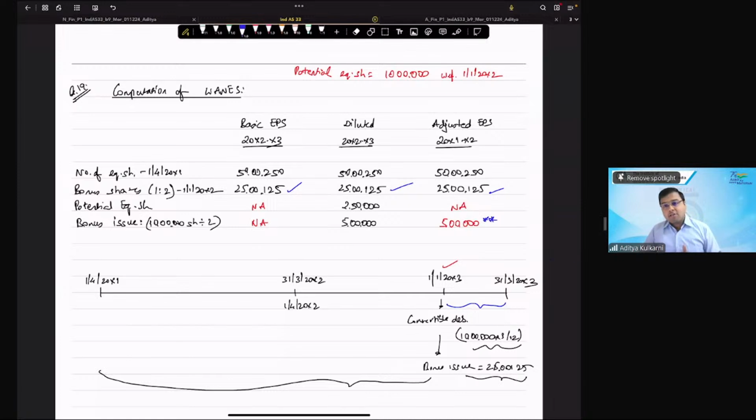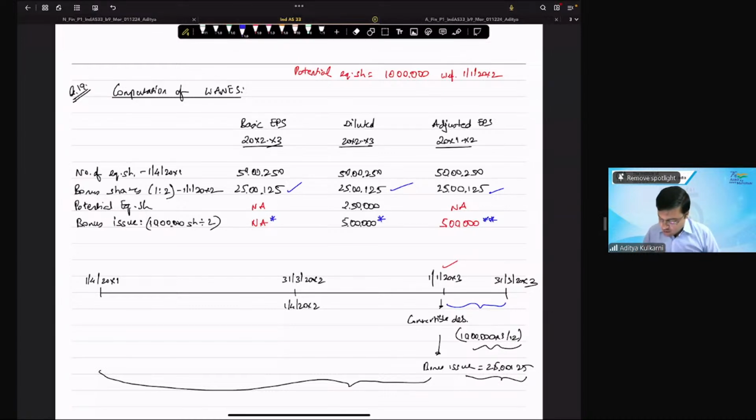is coming because of comparability. This 5 lakh is coming because there is an actual bonus that has happened on 1st January 20x3. Are we okay with this? Yes, sir. And here this 5 lakh is not coming because the bonus is on potential shares and not on actuals. Are we okay with this?